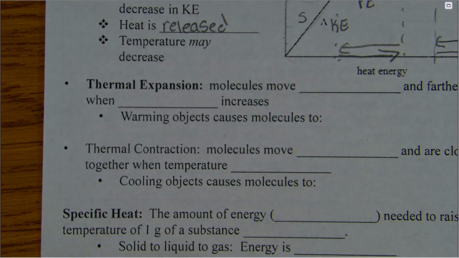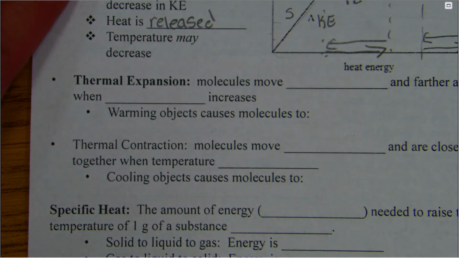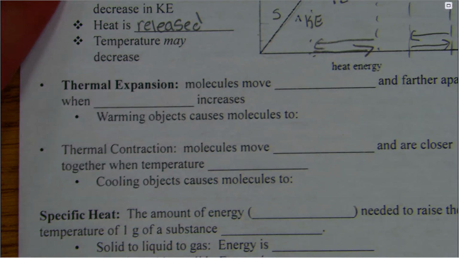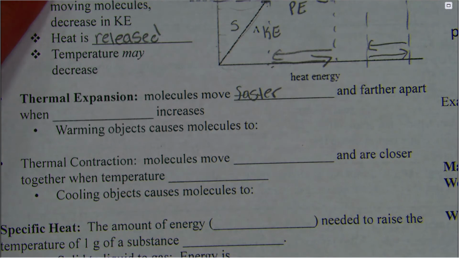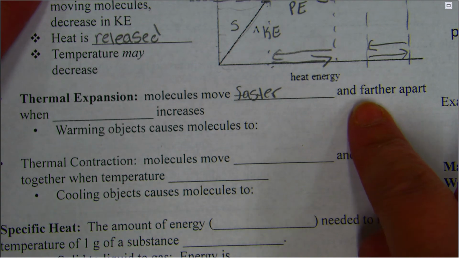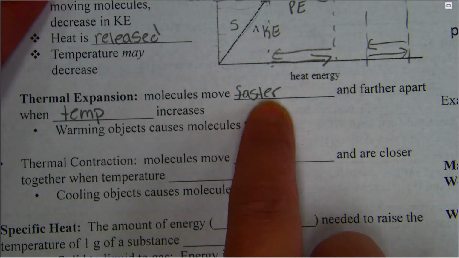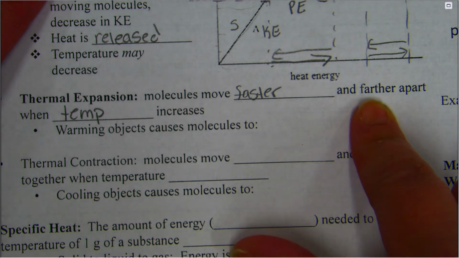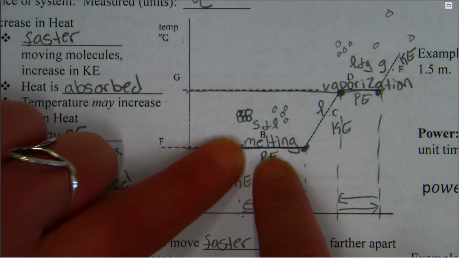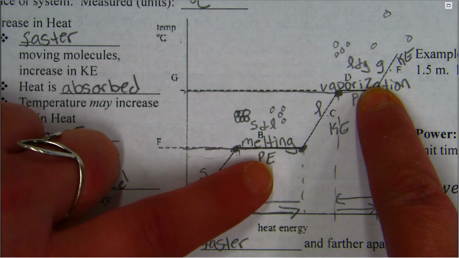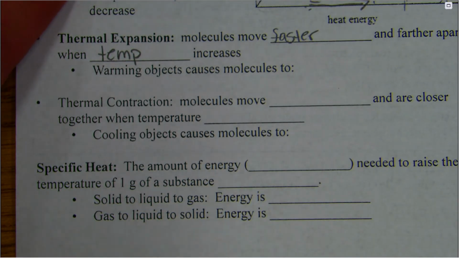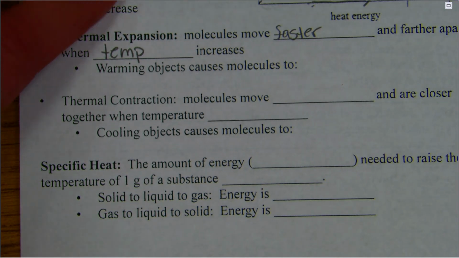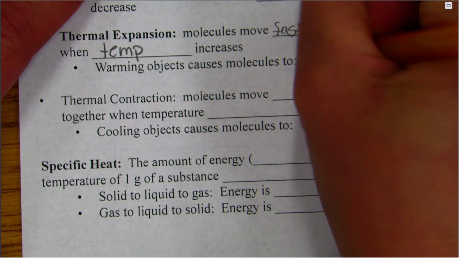So this can be expanded upon in terms of thermal expansion. Thermal expansion is when molecules move faster. It also allows them to become further apart as temperature increases. So when I increase temperature, I increase their kinetic energy. They're moving faster, but they also are moving further apart, which we see here in our vaporization and our melting. Okay, so we see that being proved up here in our heating curve. So warming an object causes molecules to speed up or expand.